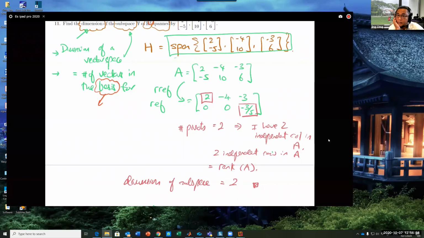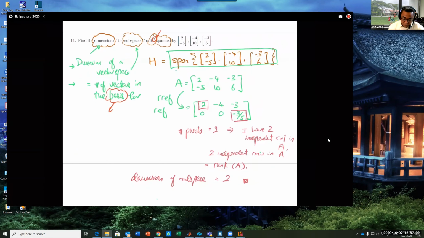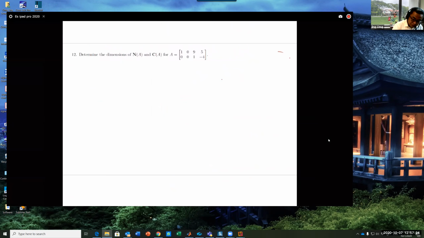Okay. So although in this question you could answer it immediately, because all you need to do is look at this, find how many of these vectors are independent, and then you just count them and tell them the answer. All right, so I'm done with number 11. So it's tutorial 4, question 12 now.